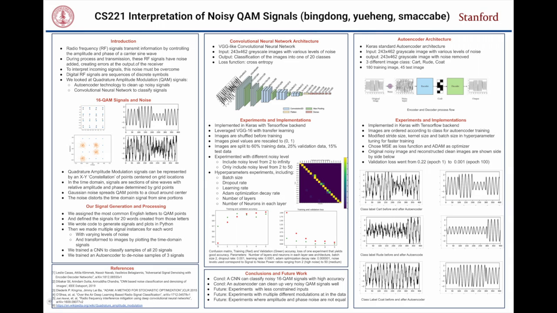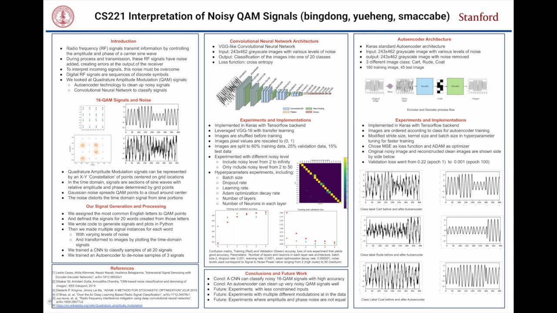We experimented with different hyperparameters, including batch size, dropout rate, learning rate, Adam optimization decay rate, number of layers, and number of neurons in each layer. Our final architecture is VGG16 without its original fully connected layers, replacing them with 6 new fully connected layers of size 1024, 256, 128, 64, 32, and 20.